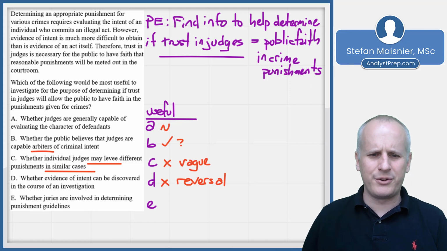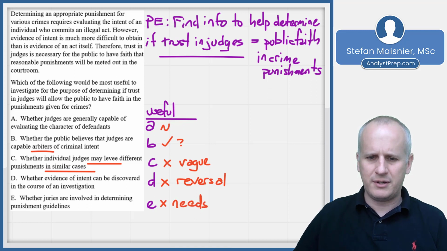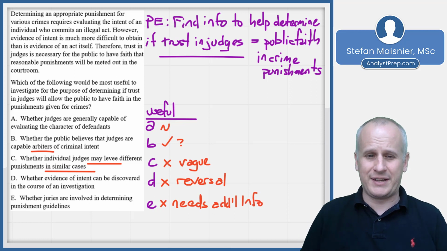And then choice E, whether juries are involved in determining punishment guidelines. Well, this needs a whole bunch of additional information. Like, do they rely on the judges? Like, how would the juries interact with the judges? Whether the juries are capable of determining whether intent is there or not. Whole bunch of reasons to eliminate choice E.